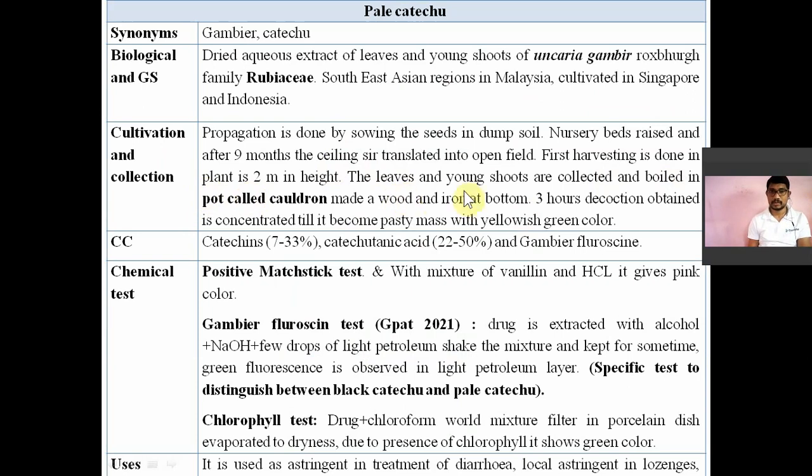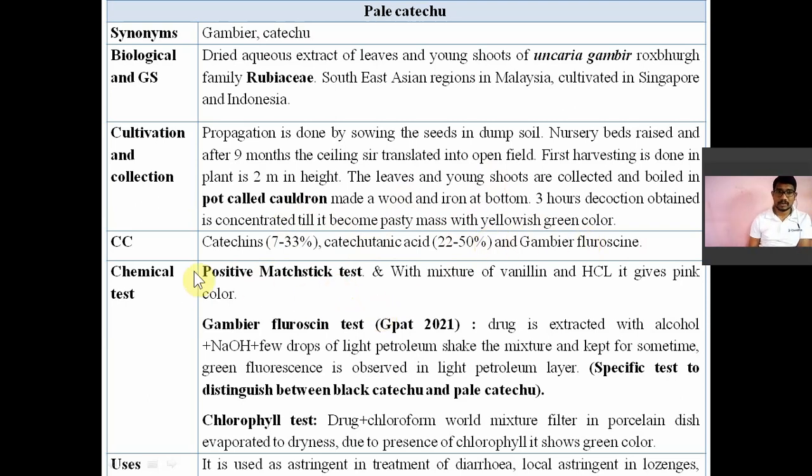The leaves and young shoots are collected and boiled in a pot called a cauldron, made of wood and iron at the bottom. After 3 hours, a decoction is obtained and concentrated until it becomes a pasty mass with yellowish green color.